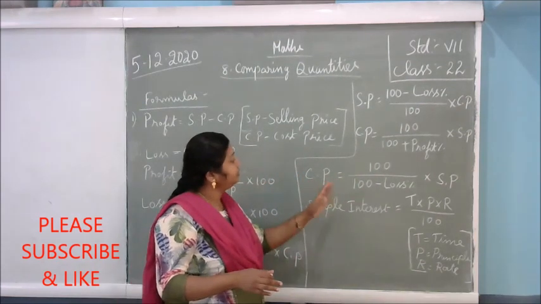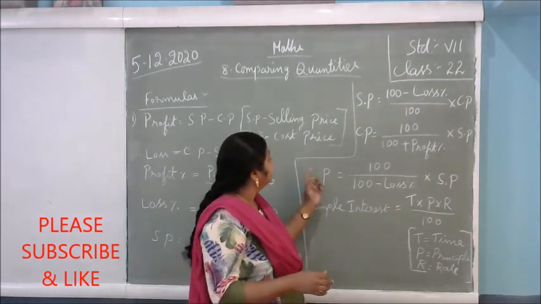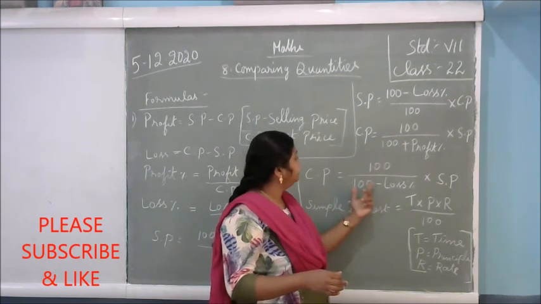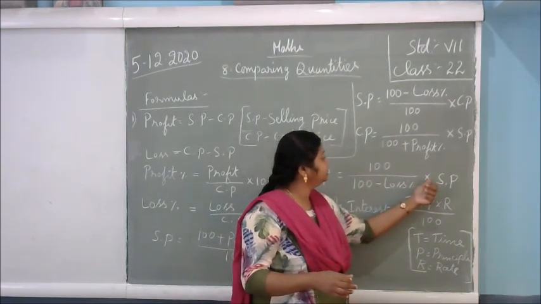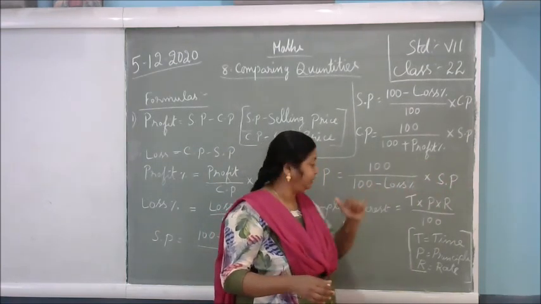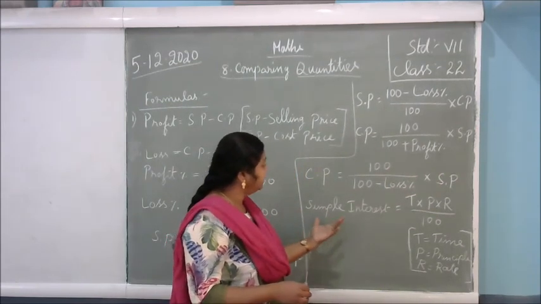Next, CP for loss percentage. So CP is equal to 100 divided by 100 minus loss percentage into selling price. That means SP. Okay. Next one is simple interest.